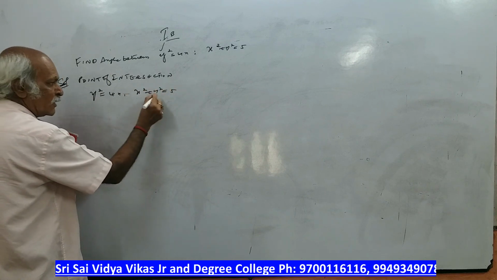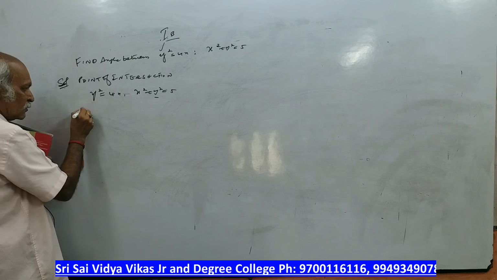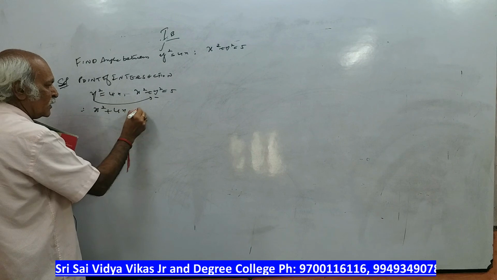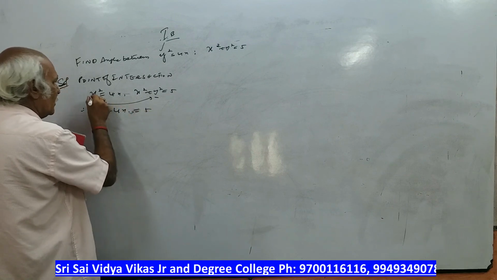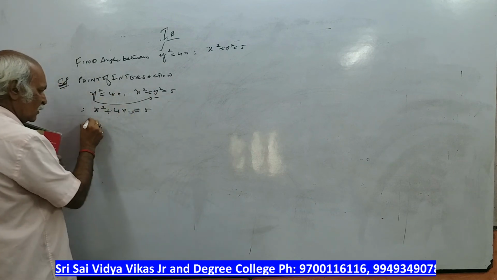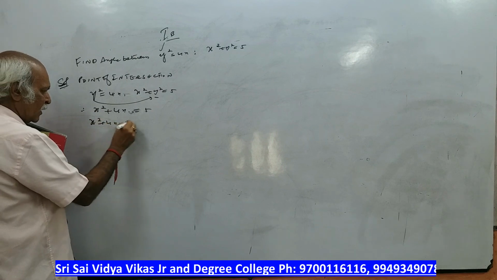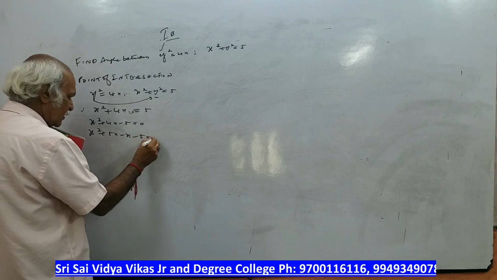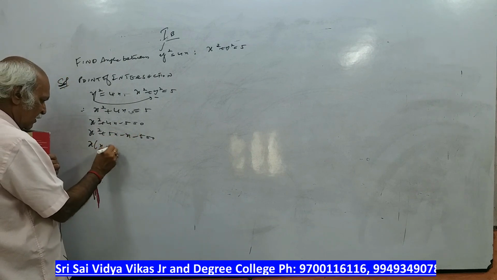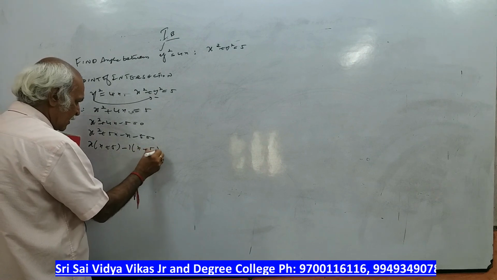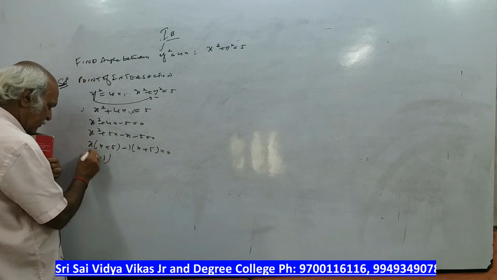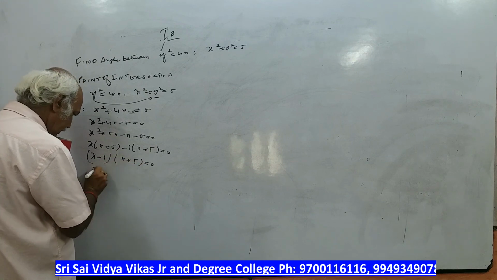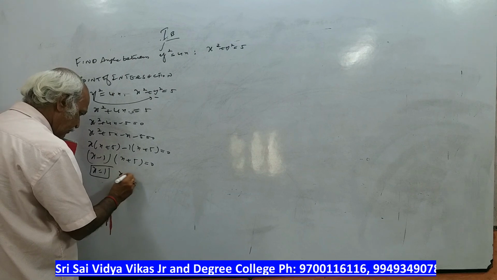So y square you can replace directly. Therefore, x square plus y square is equal to 5, and y square is equal to 4x. I am substituting here. So x square plus 4x minus 5 is equal to 0. X square plus 5x minus x minus 5 is equal to 0. X common, x plus 5, minus 1 common, x plus 5 is equal to 0. X minus 1 into x plus 5 is equal to 0. So what is the x value? 1. And the other x value? Minus 5.